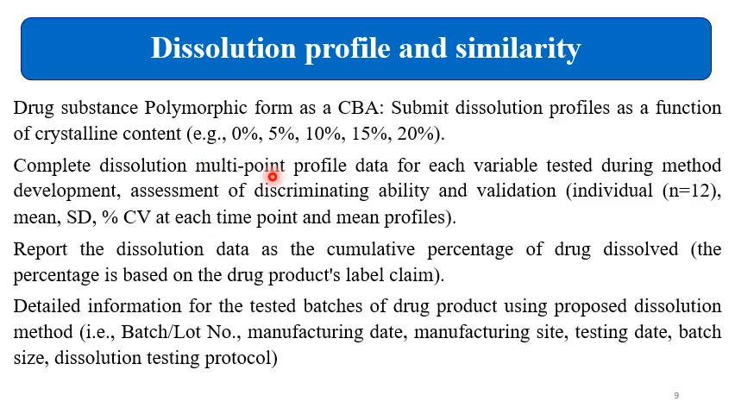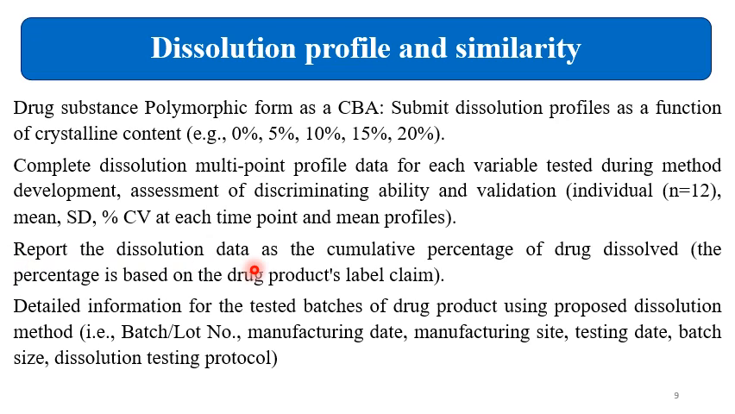Then complete multi-point dissolution profile data for each variable tested during method development, assessment of the discriminatory ability and the validation. Generally the number of units tested should be 12 units. Their mean, standard deviation and percent CV at each time point should be given to the authority with the mean profiles. That means the applicant should submit the mean and individual values of 12 units along with standard deviation, relative standard deviation and the CV.